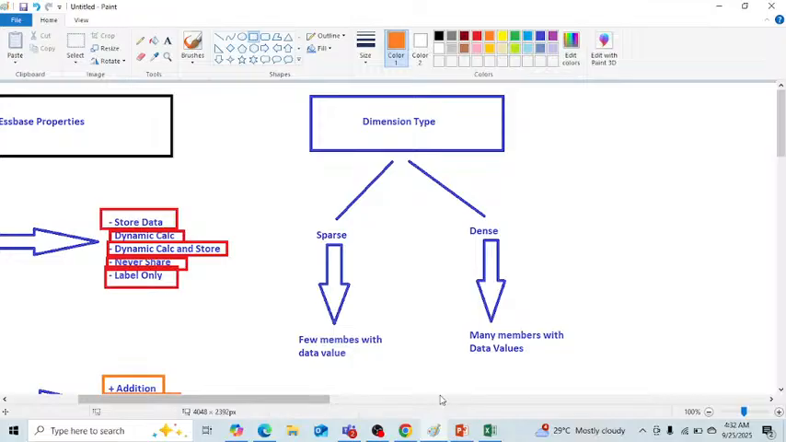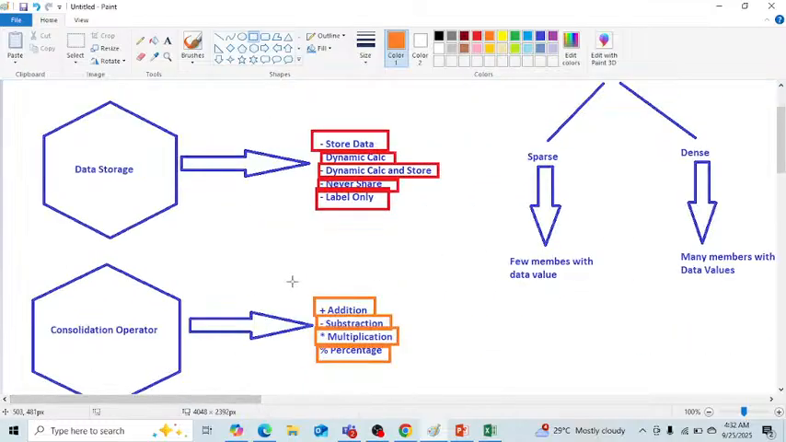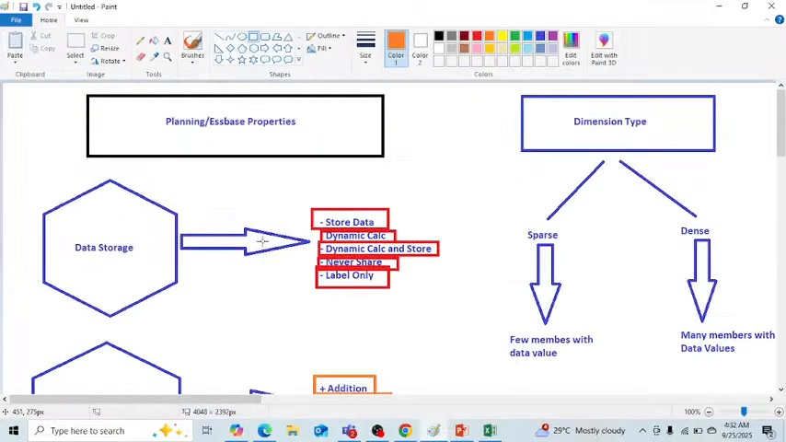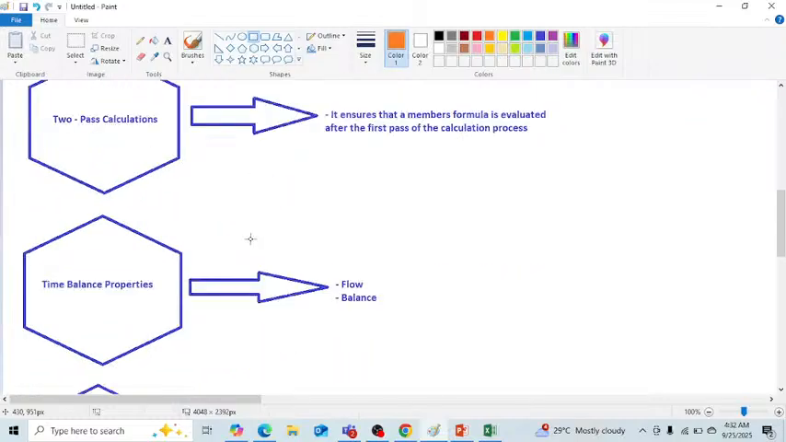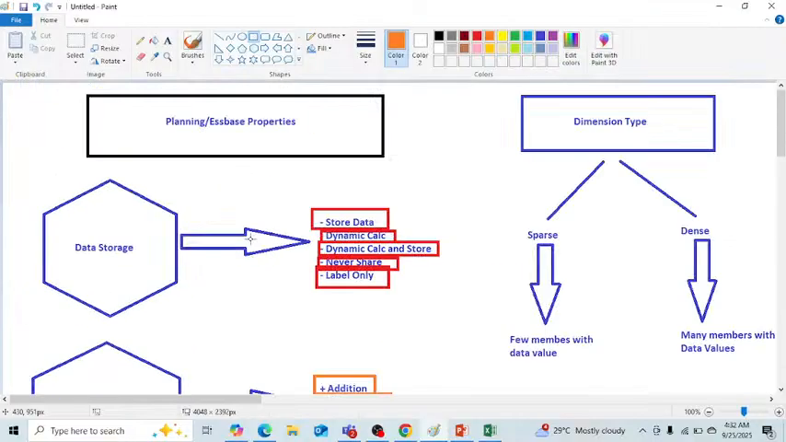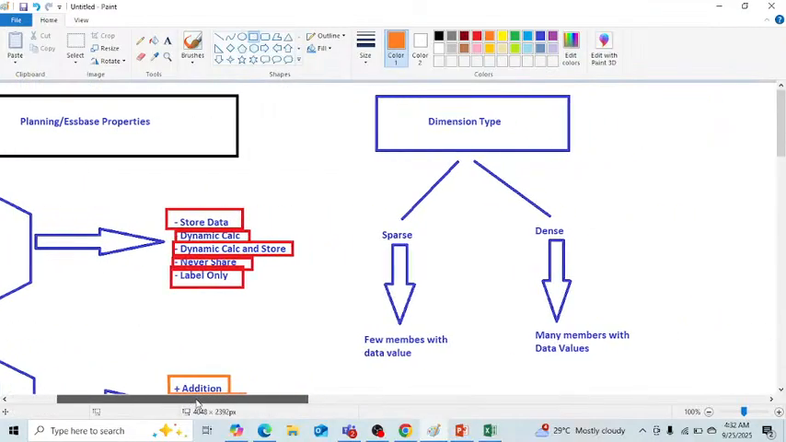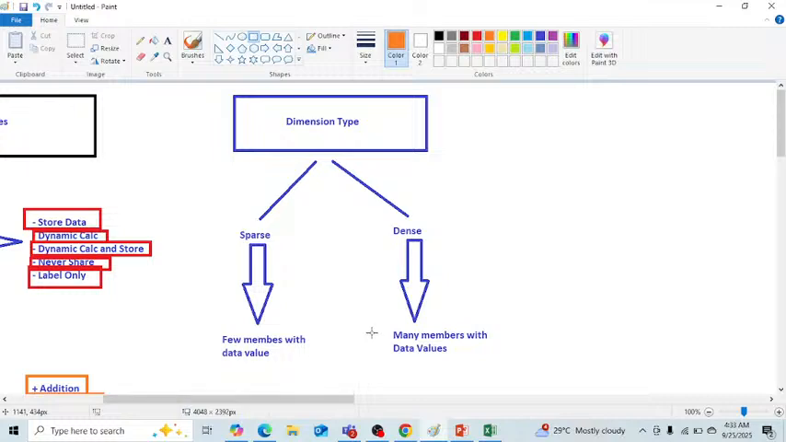So first, we need to understand what the account dimension is. Yesterday we covered all these things. Yesterday we discussed the planning aspects property. We just talked about data storage, consolidation operator, two pass calculations, time balance properties, variance reporting, as well as how the dimensions are bifurcated into two types, that is sparse and dense dimensions. Yesterday we got to know how the sparse dimension is different from the dense dimension. What is the dichotomy between both of them?